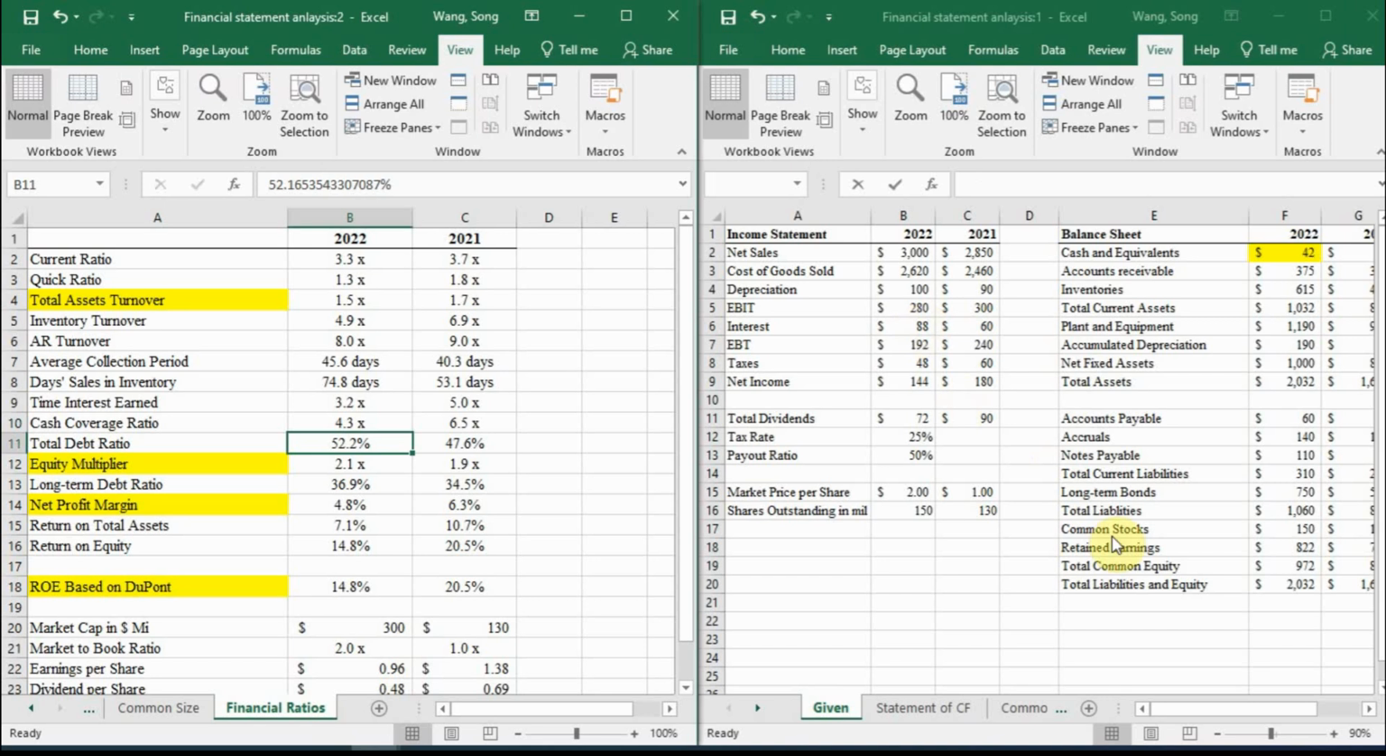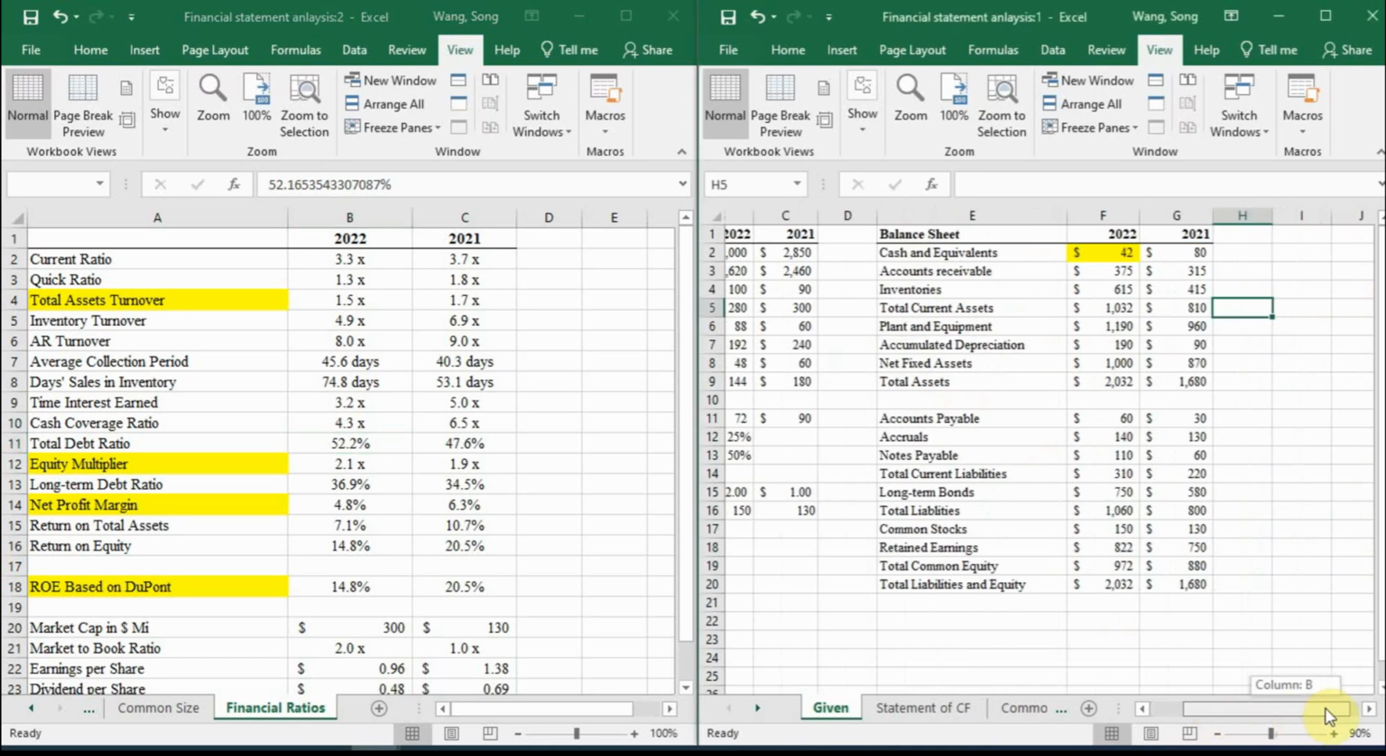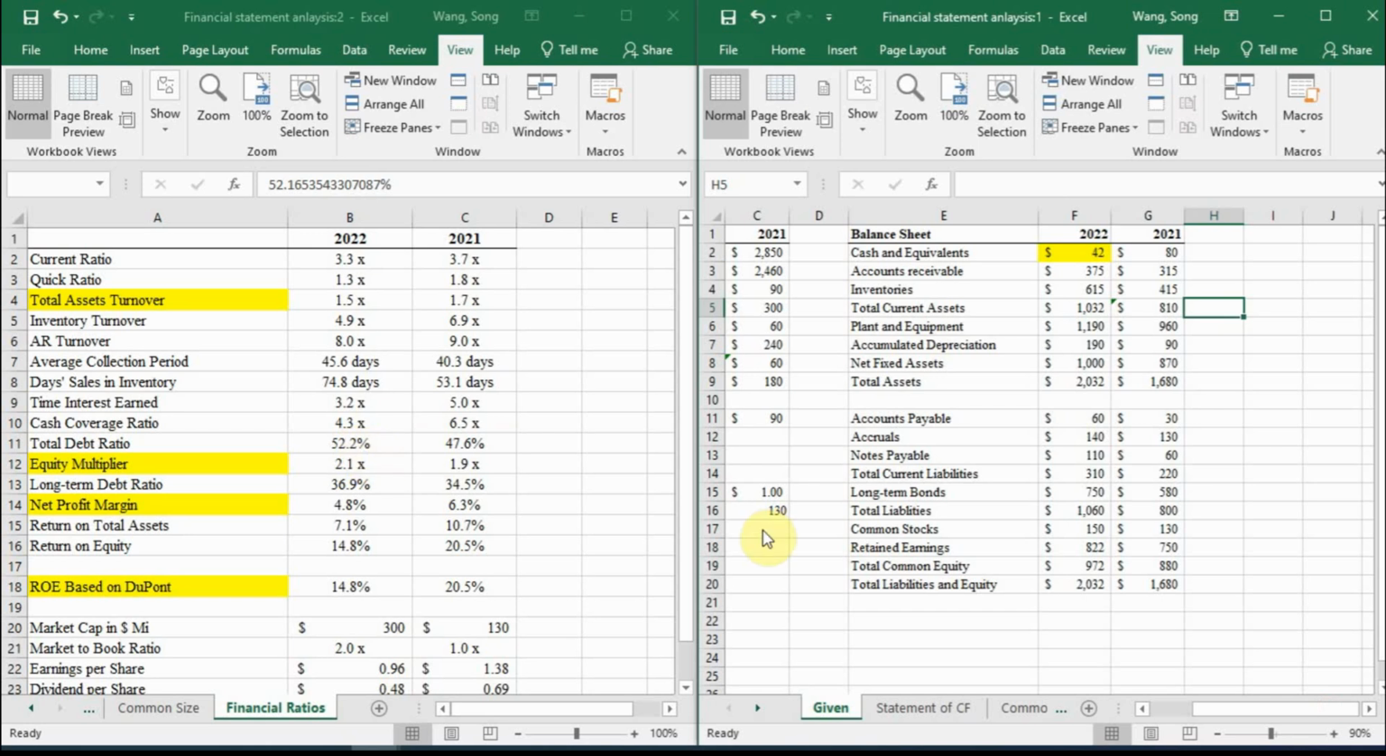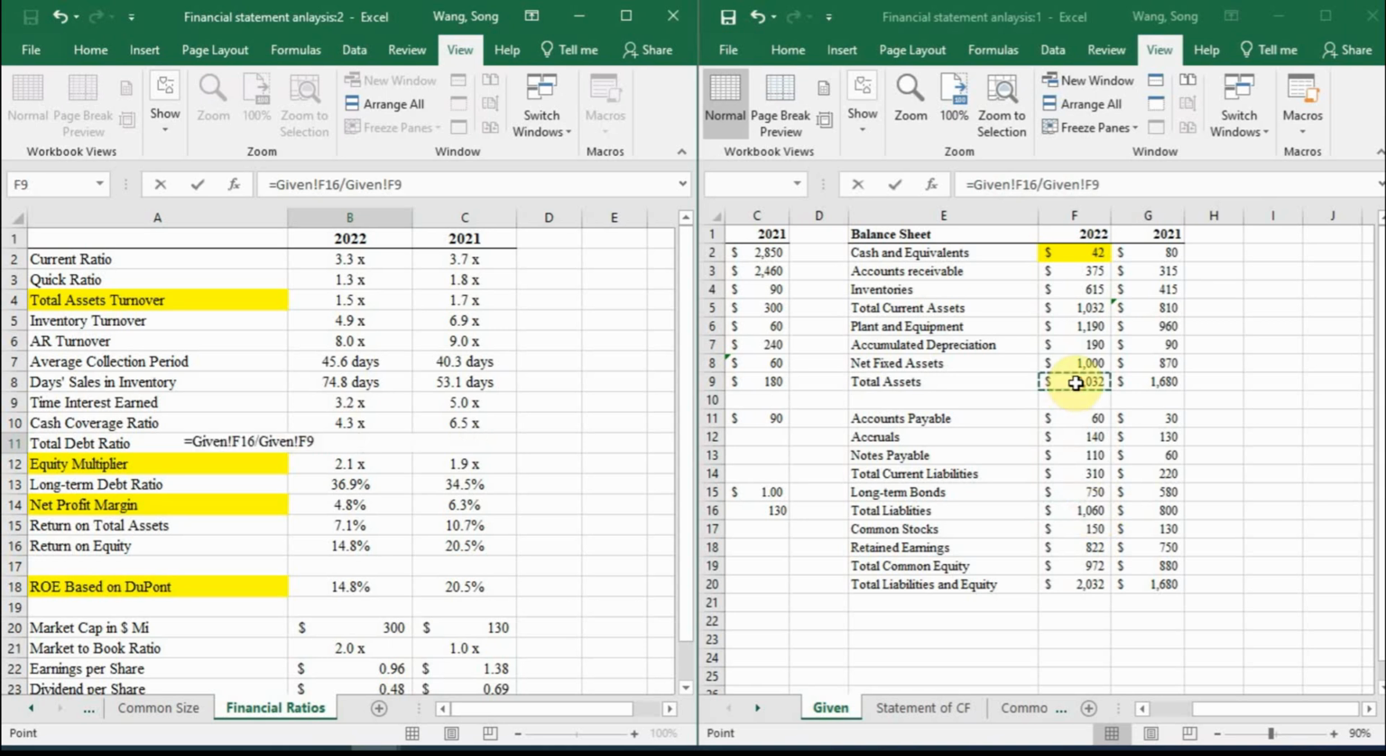All right. And for total debt ratio, it is your total liabilities divided by total assets. An equity multiplier is another way to express the level of debt. So you're going to use total assets divided by the total equity.